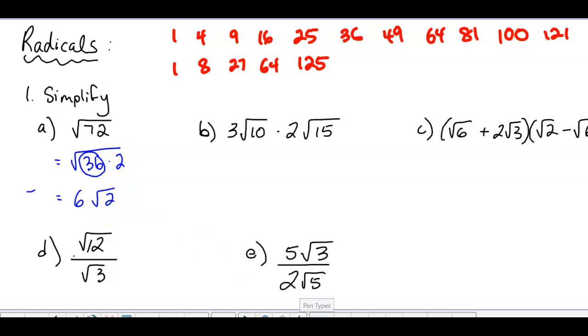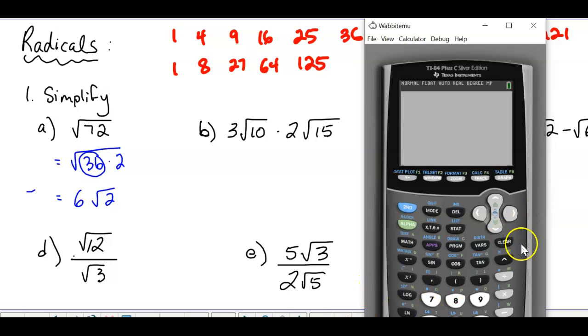Okay, and then if you want to check, your calculator cannot simplify radicals, but you can enter your original value, root 72, get the decimal form, enter what you think is your simplified, 6 root 2, and make sure those are exactly the same. If they're not, a common mistake is people will go 2 root 6. They'll get those numbers mixed up. It's not the same. So you know that you've done something wrong if you went 2 root 6.